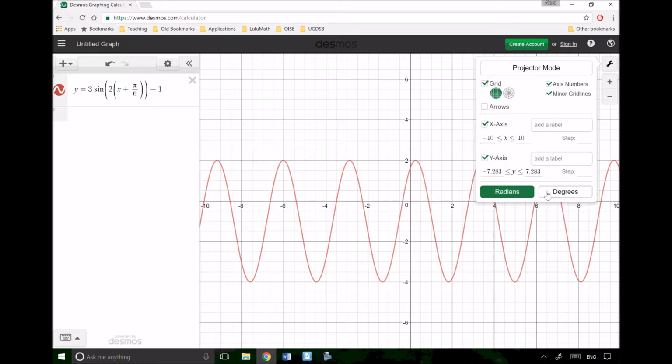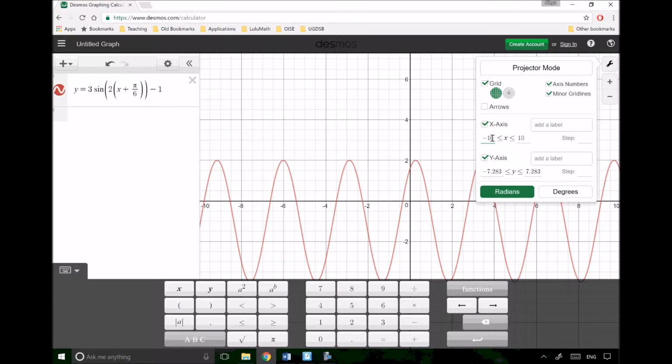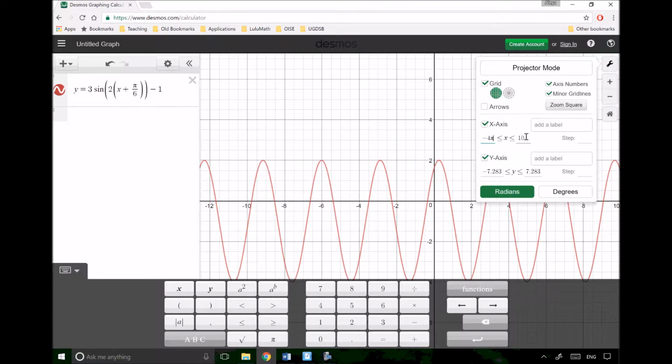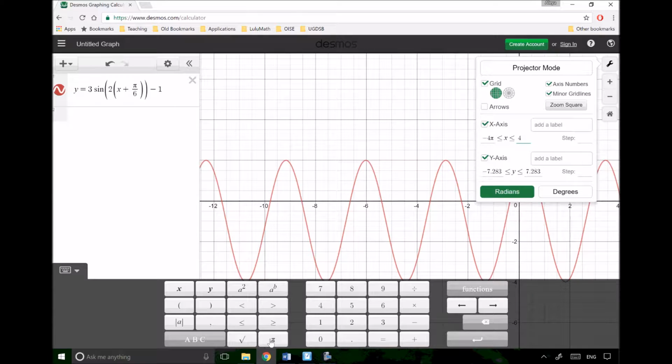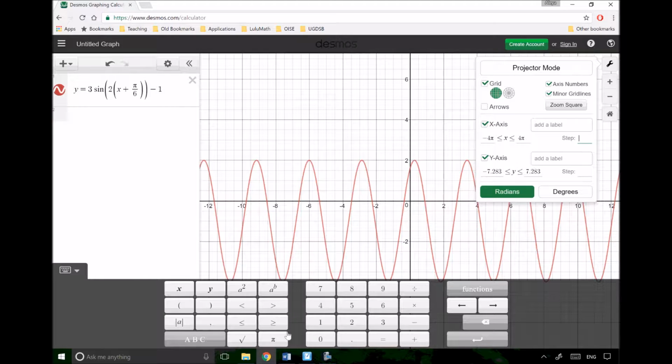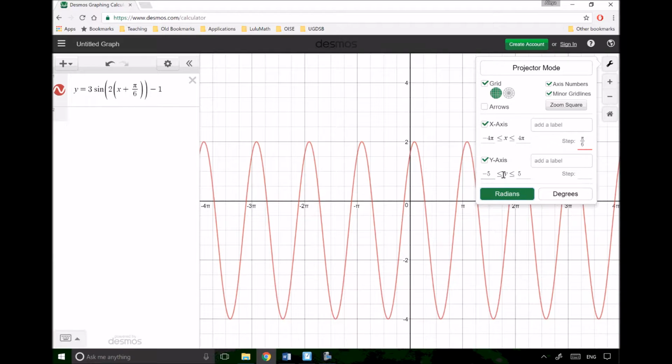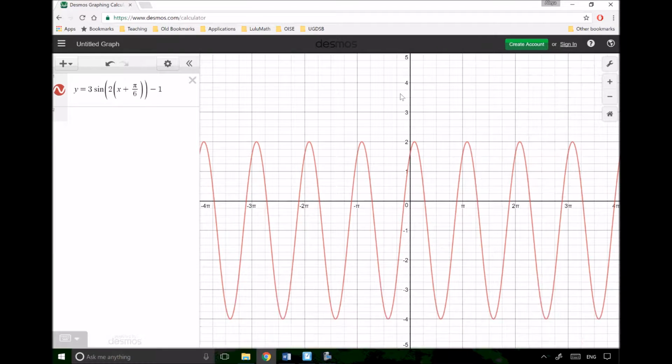Now, first of all, you have to make sure you're in radians and not degrees. Otherwise, you won't be able to see the proper graph, and we're doing everything in radians for trig in advanced functions. And I think I want to look at it from negative 4 pi all the way to 4 pi, and we'll make our step pi over 6 so we can see things a little bit better. And then for our y-axis, let's go from negative 5 to 5, and we'll go up by 1s.